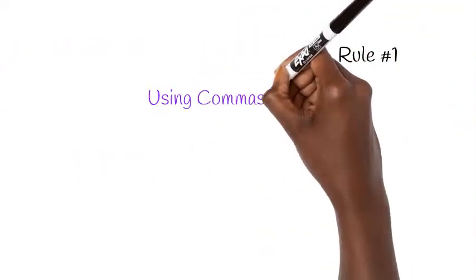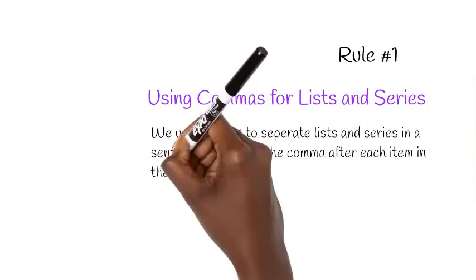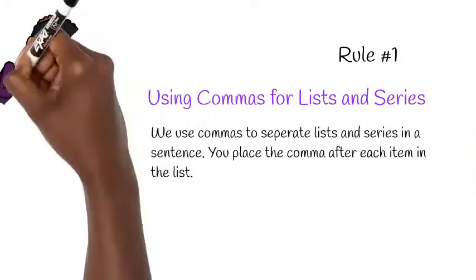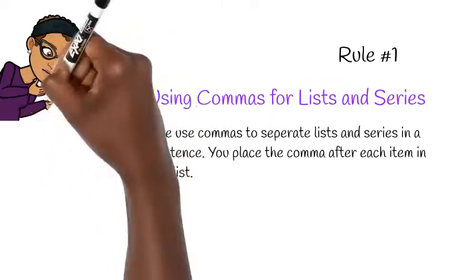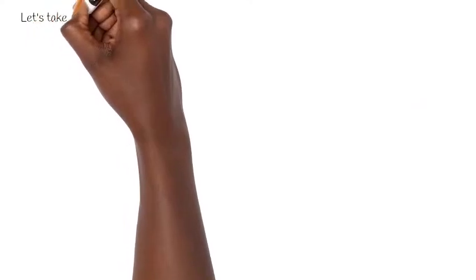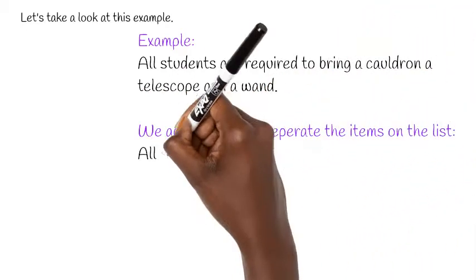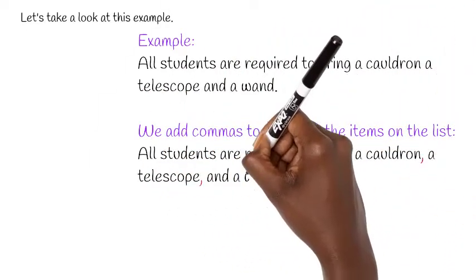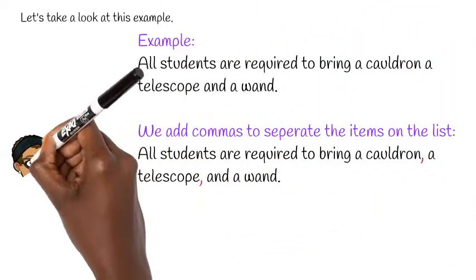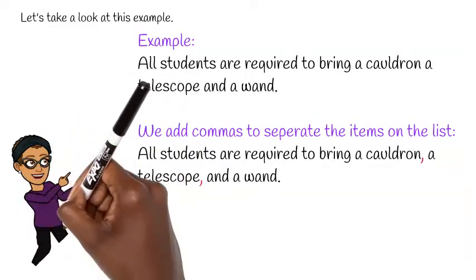Rule number 1. Using commas for lists and series. We use commas to separate lists and series in a sentence. You place the comma after each item in the list. Let's take a look at this example. All students are required to bring a cauldron, a telescope, and a wand. We add commas to separate the items on the list. All students are required to bring a cauldron, comma, a telescope, comma, and a wand.